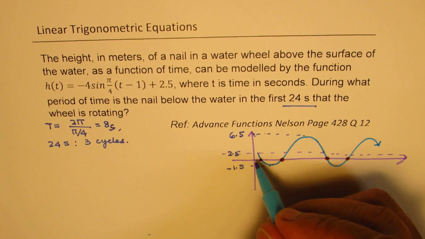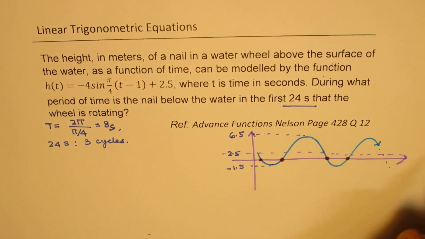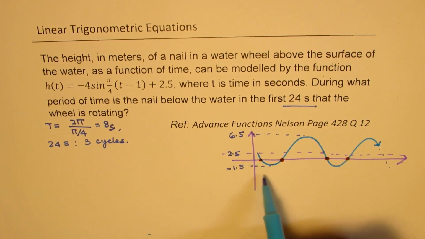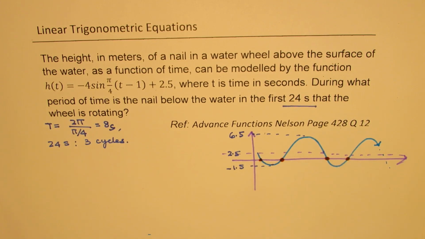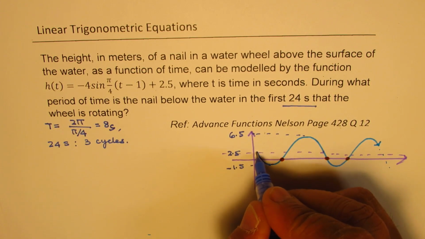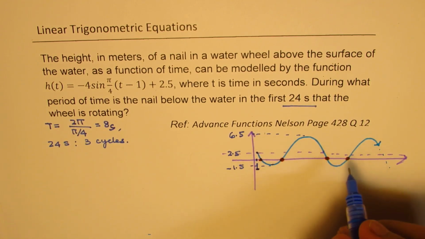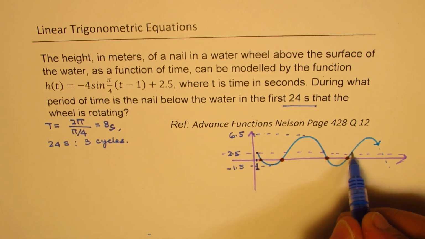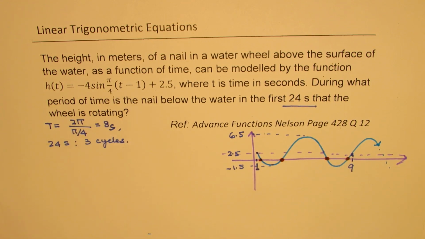And 3 cycles. So this is the first cycle, this is the second cycle, and so on. We'll see 3 cycles. What I have shown you here is 1 cycle. This cycle starts at 1, and if I add 8, it ends at 9. That is the situation. Now, we will find the zeros of this.